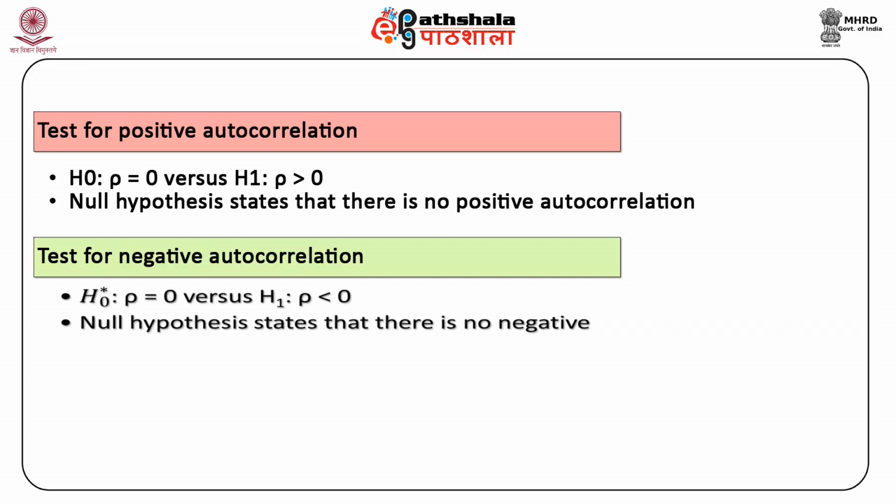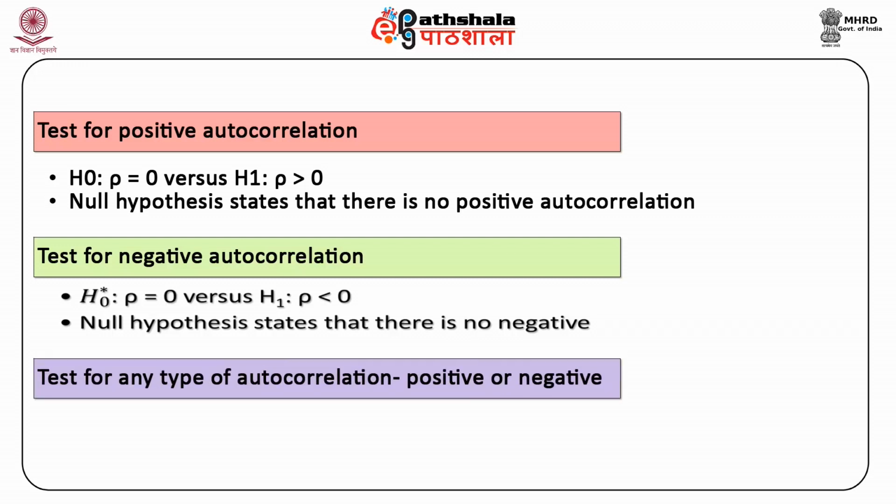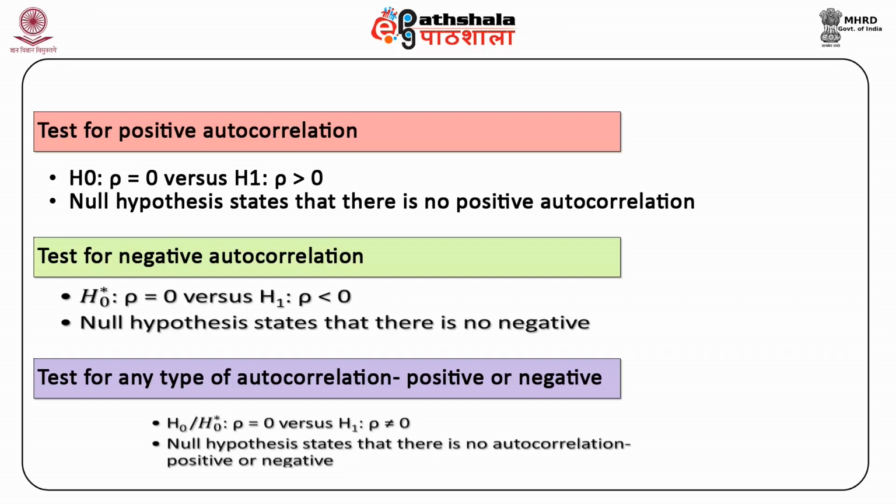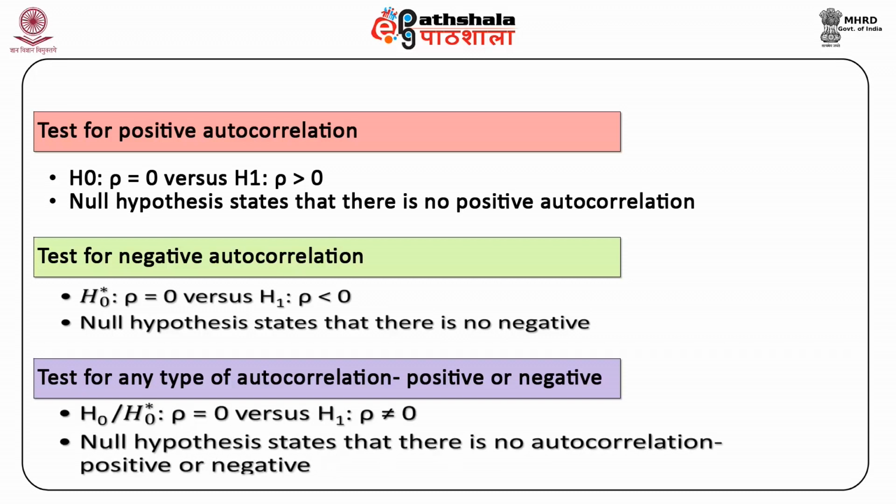In this case, null hypothesis states that there is no negative autocorrelation. The third alternative is test for any type of autocorrelation, which means positive or negative. Our null hypothesis H0 or H0 star in this case is rho is equal to 0 versus alternative hypothesis H1, which says rho is not equal to 0. Now, null hypothesis states that there is no autocorrelation, positive or negative.